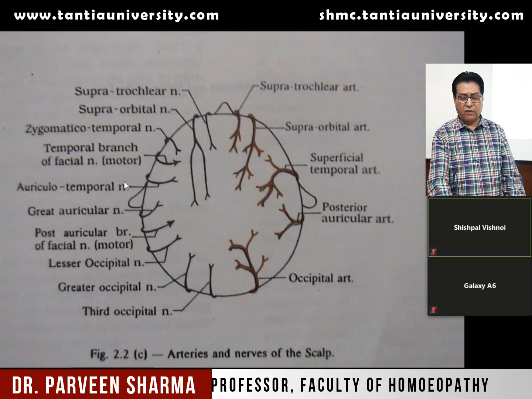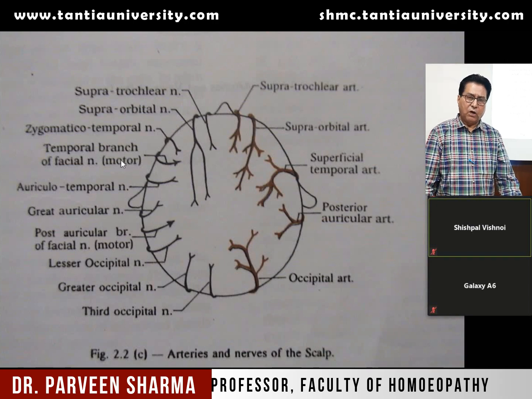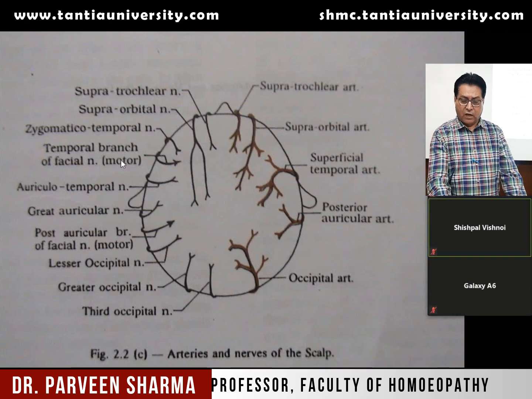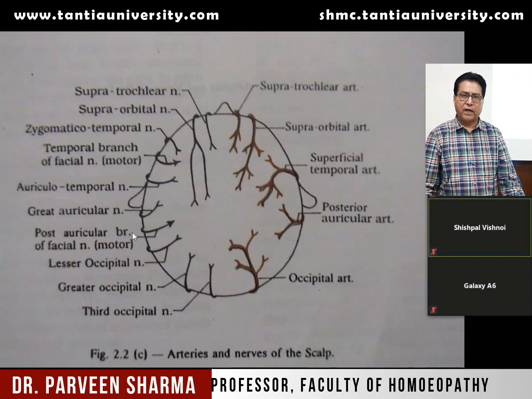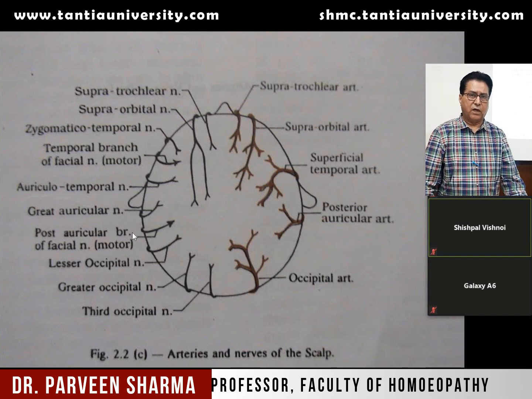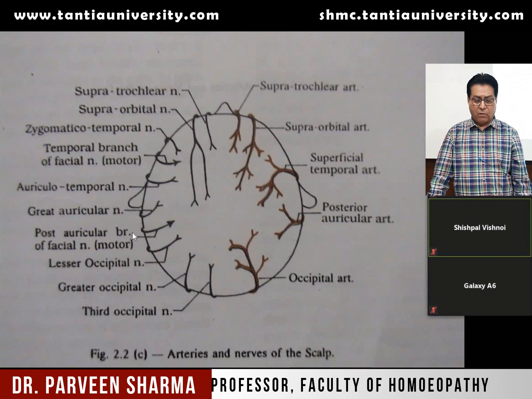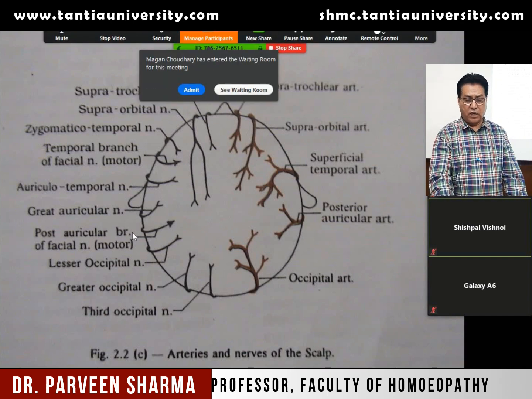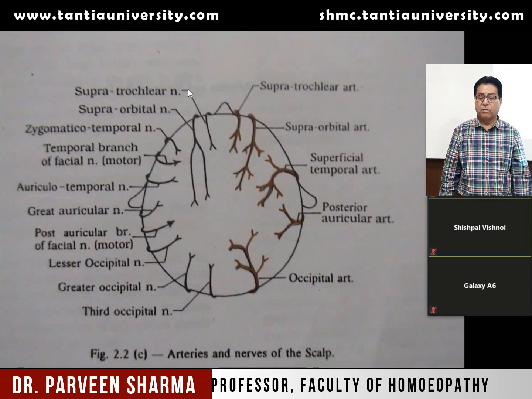Then there is only 1 motor nerve in front of the ear, that is the temporal branch of the facial nerve. So the temporal branch of the facial nerve is the motor nerve for the scalp in front of the ear. Now behind the ear, the same 5 nerves are there. Out of that, 4 are sensory and 1 is motor. The 4 sensory nerves are branches of the cervical plexus. C2, C3 and C4 are the root values of those nerves, and 1 motor nerve is there. That motor nerve is the posterior auricular branch of the facial nerve. The posterior auricular branch of the facial nerve is the motor nerve.